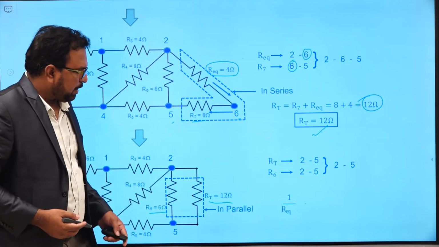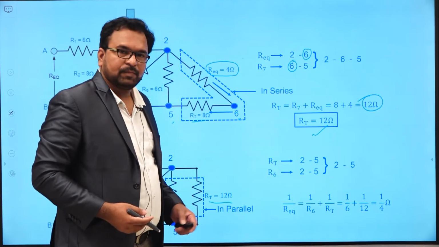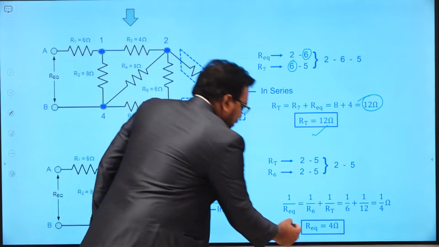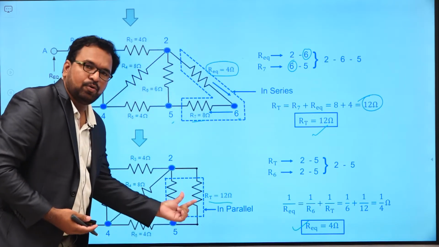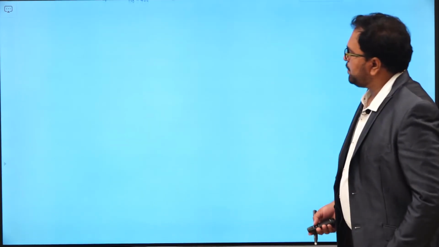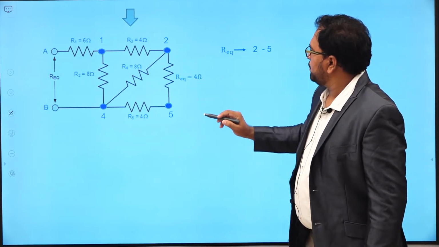In case of parallel, what is the equivalent resistance? 1 by R6 plus 1 by RT. So obviously you are going to get R equivalent as 4 ohms. So this 4 ohms resistance can be placed instead of these two resistors. So let us see how we are going to remove this. Instead of those two resistors, we are going to place the equivalent resistance of 4 ohms.